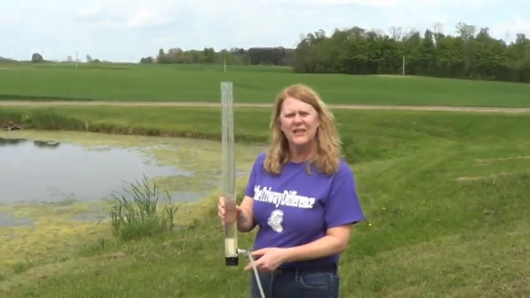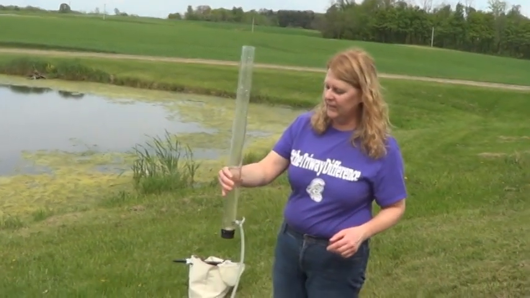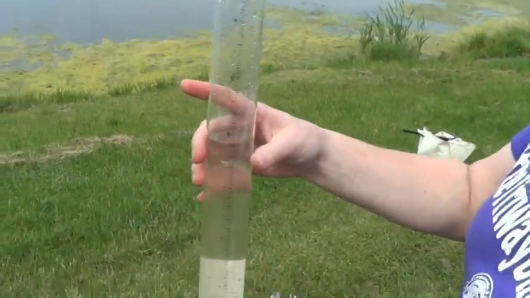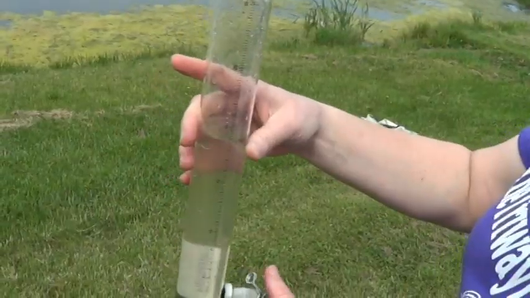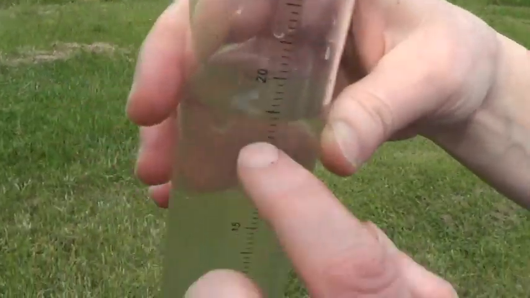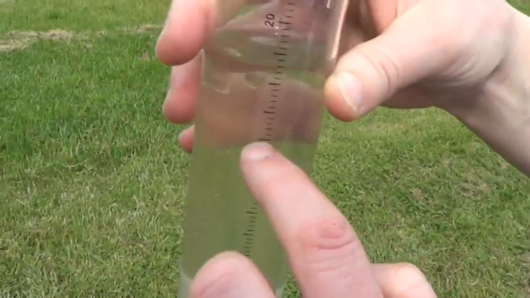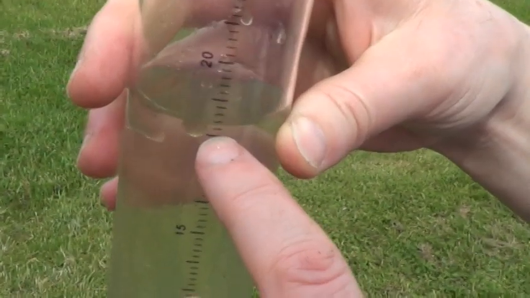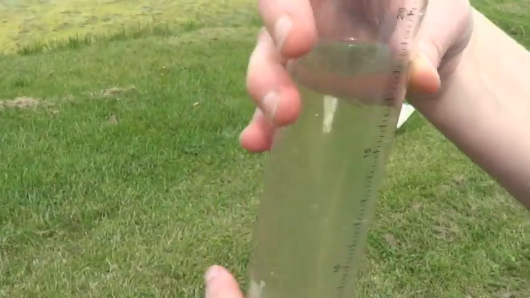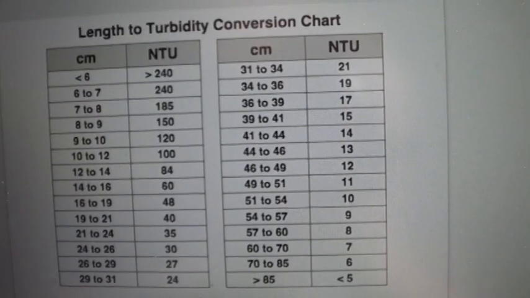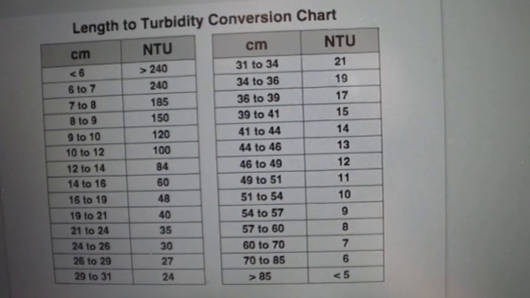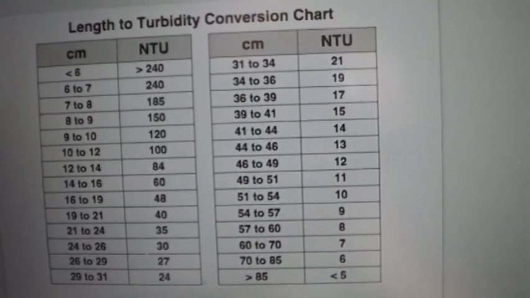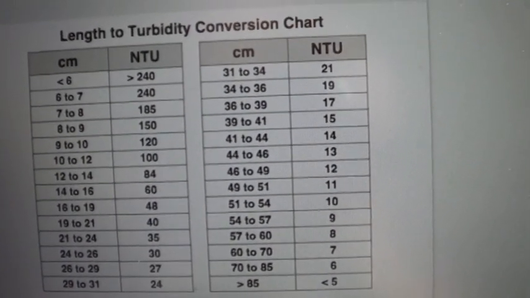This measurement, I can see the black and white disc at the bottom. Then you read the centimeter reading off the side. So this is 15, it's between 15 and 20, so 16, 17, 18, 18 and a half. You use this chart to transfer your centimeter reading to turbidity conversion chart.